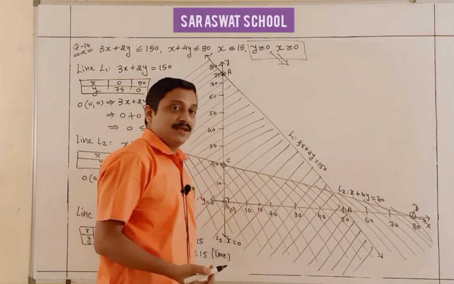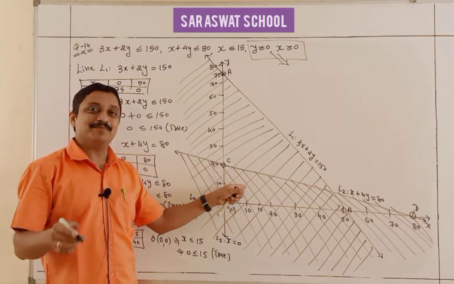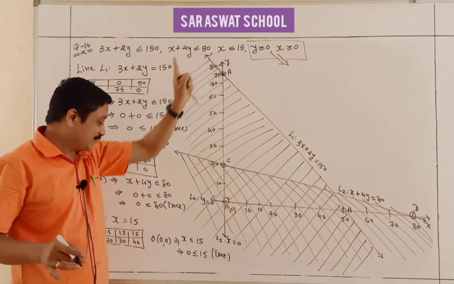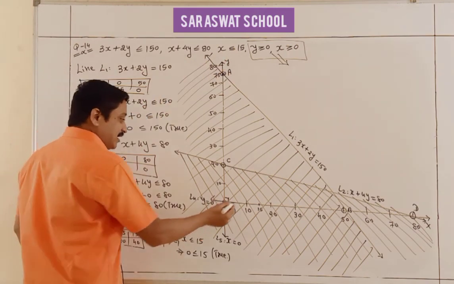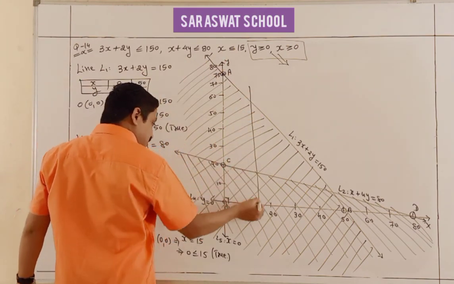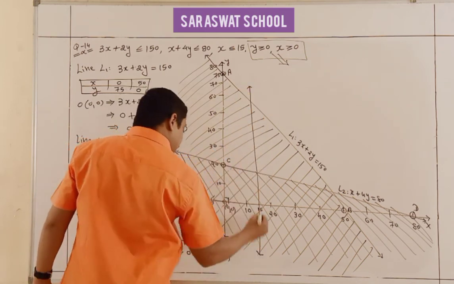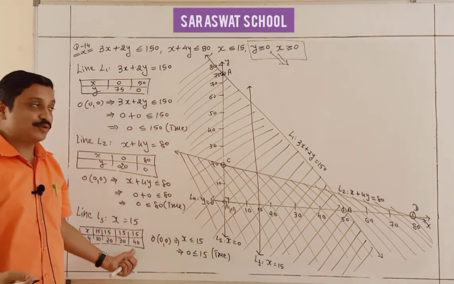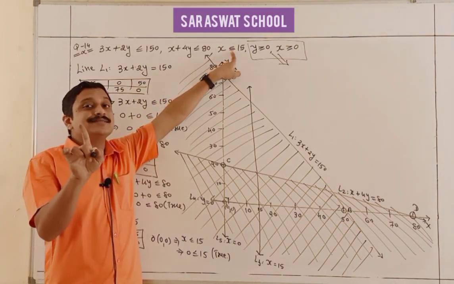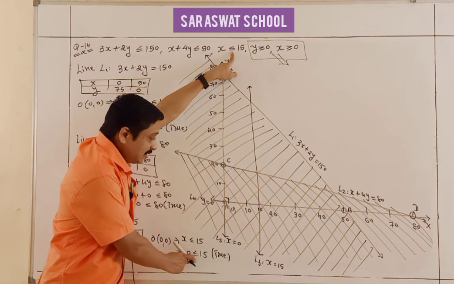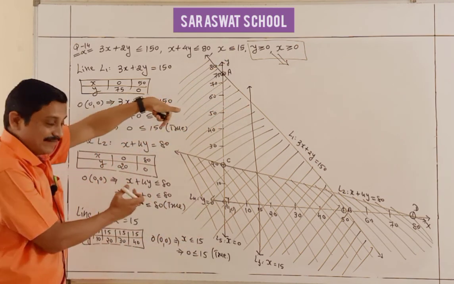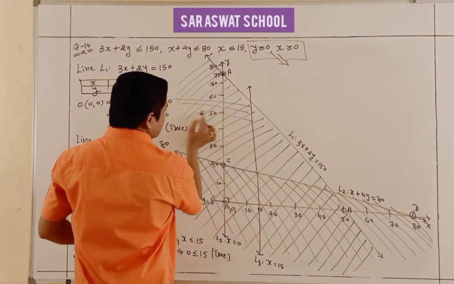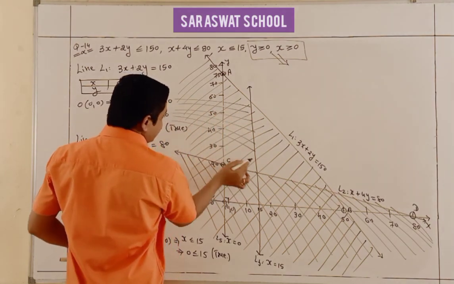Okay? Both common region is this. But now wait. We also have the third, x less than or equal to 15. X is equal to 15. Here I just draw a vertical line, line L3, x is equal to 15. But my shading portion is what? Less than or equal to 15. I take the origin side this way. Only this side will make the shading. So line x is equal to 15.